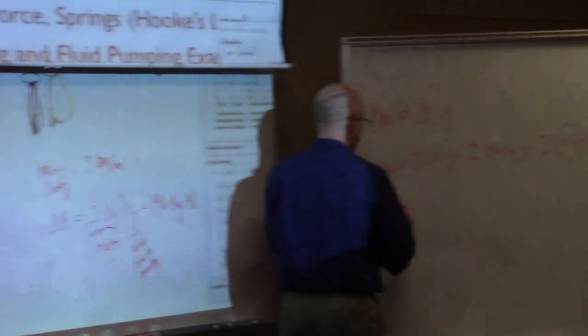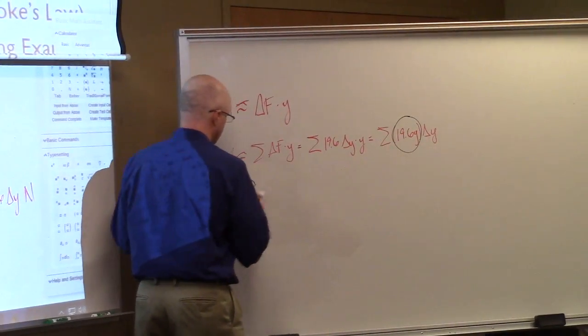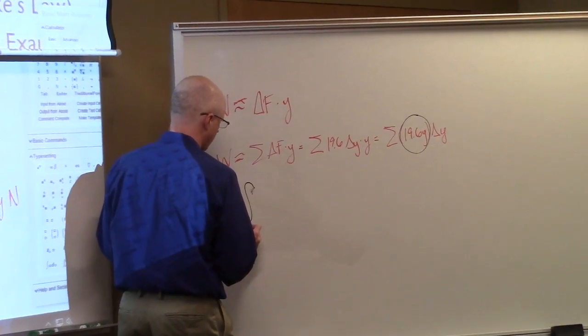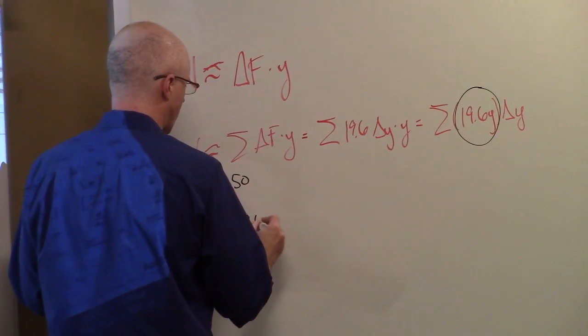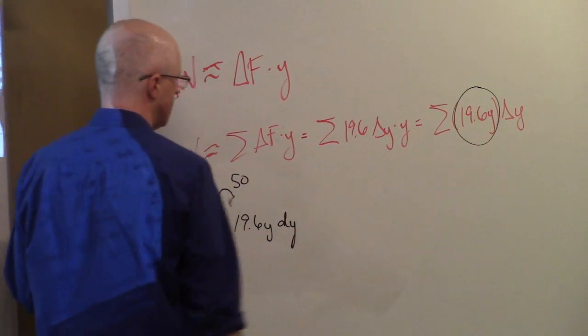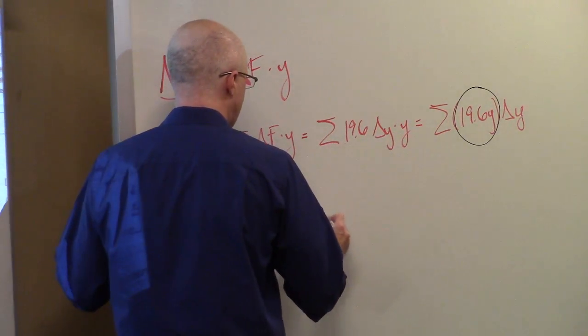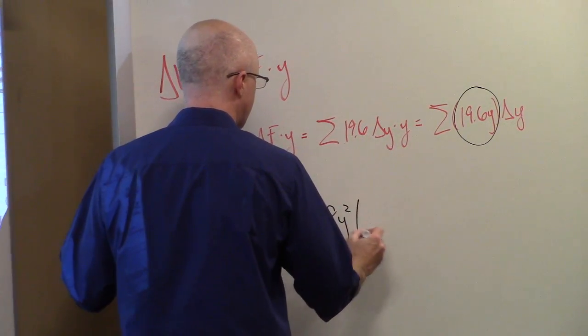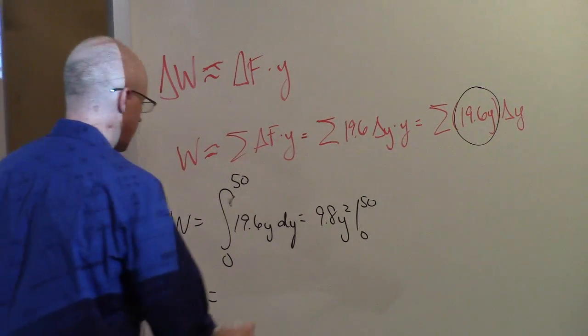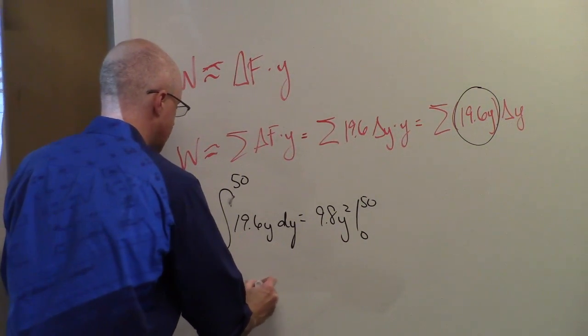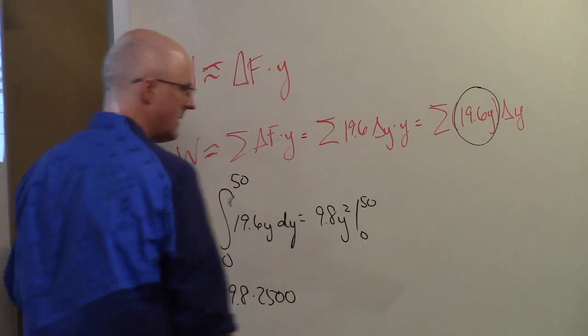So the total work is exactly going to be an integral. You let delta y go to 0. Integral from 0 to 50 of the function 19.6y. That will give you 9.8y squared, evaluated from 0 to 50. 50 squared is 2,500, so we get 9.8 times 2,500.